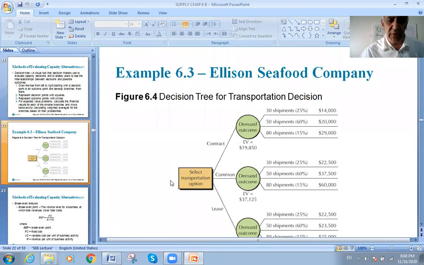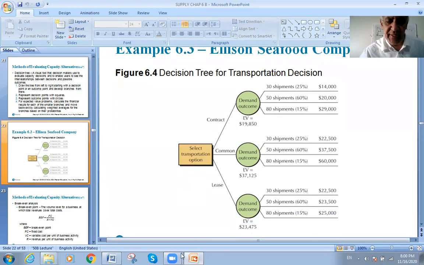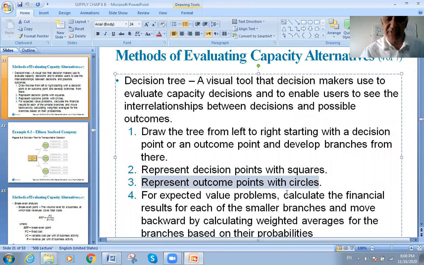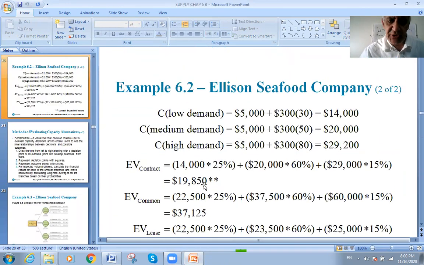Draw the tree form. Represent decision points with squares, like I told you. The squares are for the decision. What do we mean by decision? We have three alternatives. We have to choose one of them. The word decision means that I have three alternatives here, but I have to choose only one of those alternatives. And elsewhere, represent outcome points with circles. That's what it means, like I will show you now.